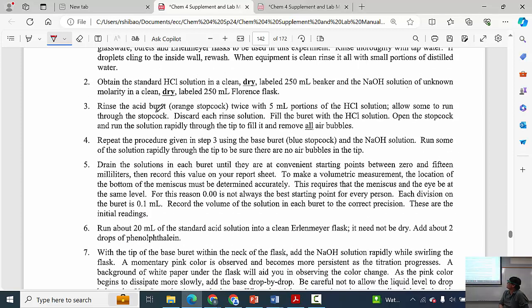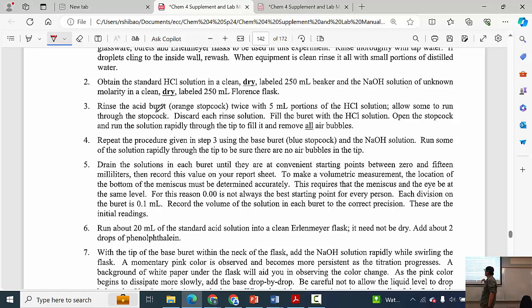Okay, so it gives us the rinse procedure. Rinse the burette twice with 5 milliliter portions of HCl. Allow some to run through. I usually rinse it first with water. Fill the burette. Repeat this procedure for the sodium hydroxide. Get rid of the air bubbles. Make sure there are no air bubbles. Okay, you need to drain it to a convenient starting point between 0 and 15 milliliters.